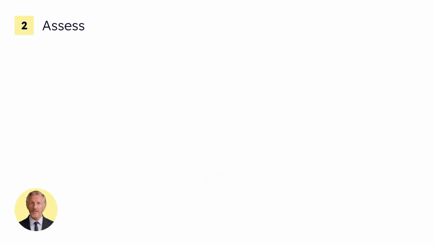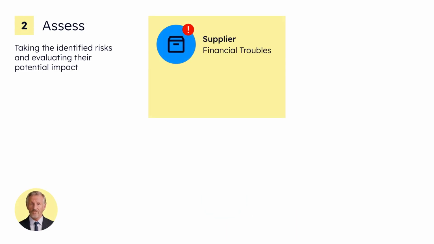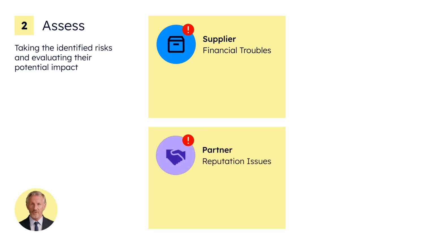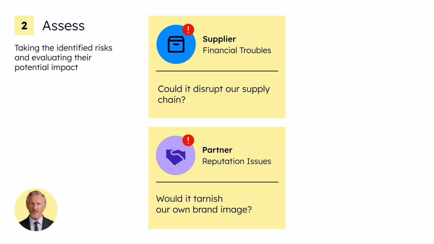Next up, we assess. We take that list of risks we identified and evaluate their likelihood and potential impact. If a key supplier is in financial trouble, could it disrupt our supply chain? Could our partner's reputation issues tarnish our own image? It's all about figuring out what could possibly go wrong and how much it could sting.